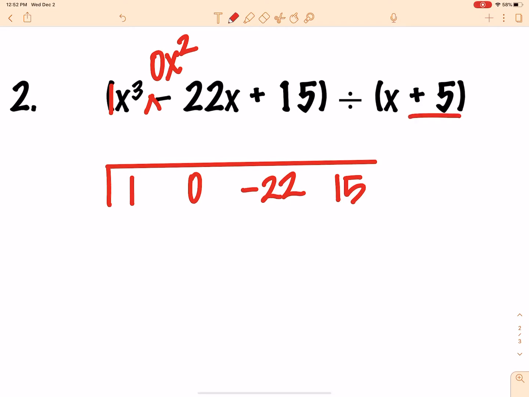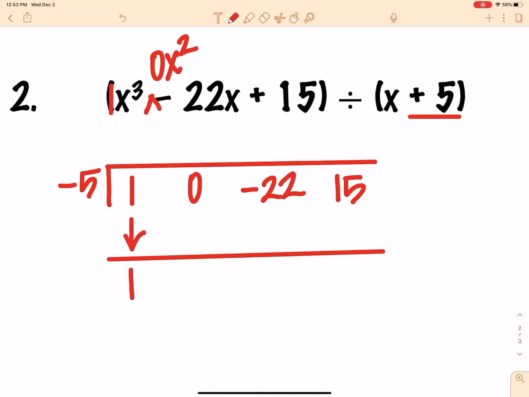We take the back number and the opposite. Be very careful to do the opposite. And now we can begin our process. Again, the way you start is that you have to drop down that first one. Whatever front number is there, it's just going to stay exactly the same. Then we move on. So it's always 1 times -5 is -5. We add those two numbers together to get -5. And then we continue the process throughout. So -5 times -5 is +25. -22 plus 25 is 3.